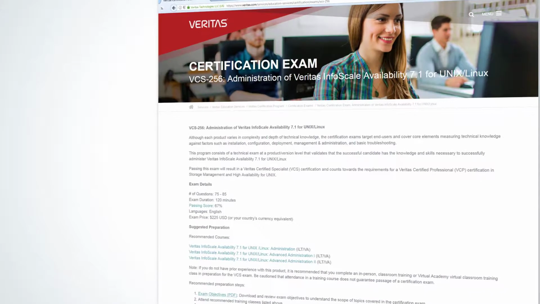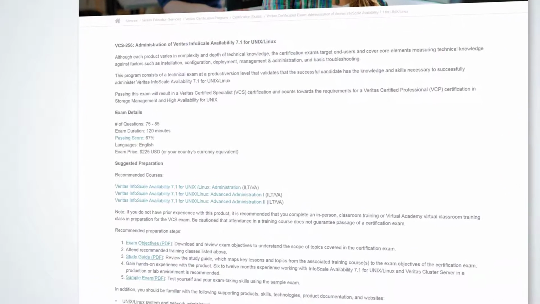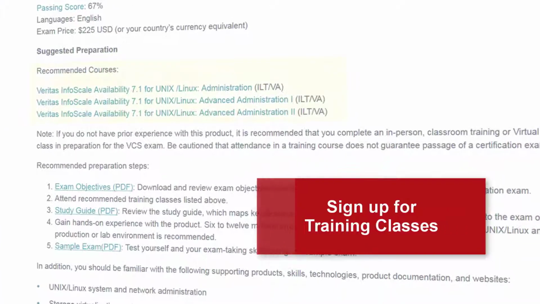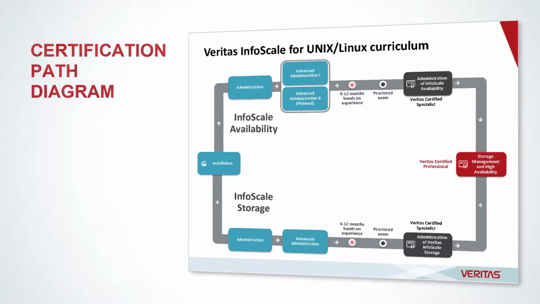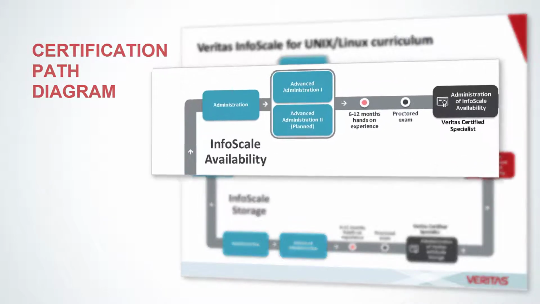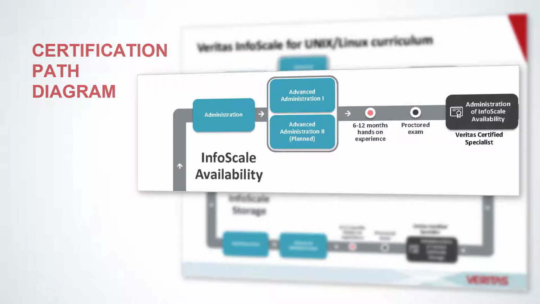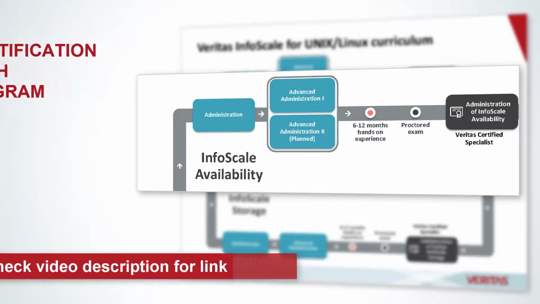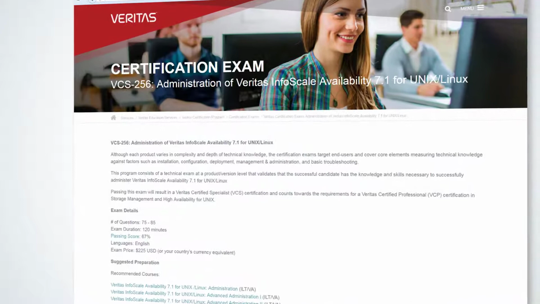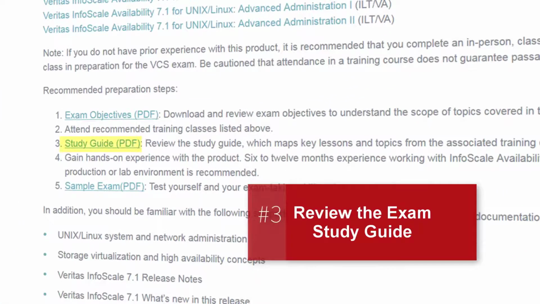Once you are familiar with the scope of the exam, you should sign up for the recommended training classes. Veritas certification path diagrams provide guidance on which courses to take. These diagrams are available on the education website. In the description below this video, a complete list of website links is provided for your reference. After you attend the recommended training, use the exam study guide to prepare for the exam.